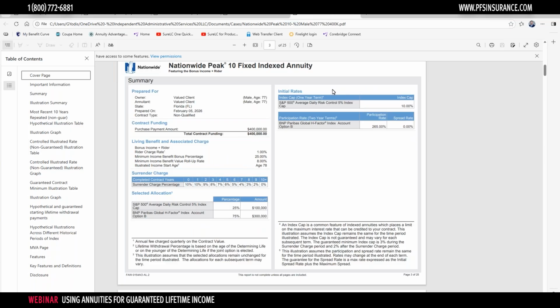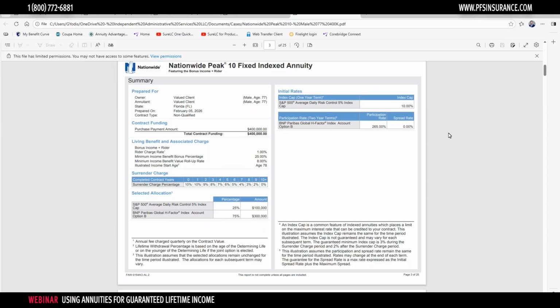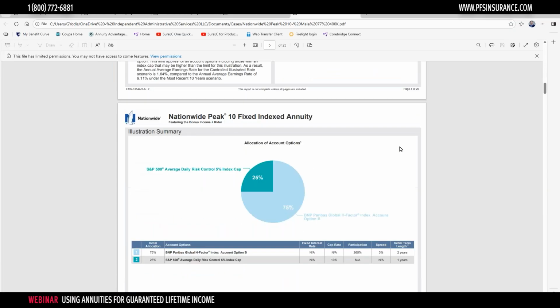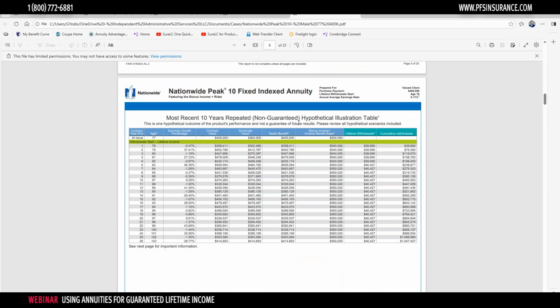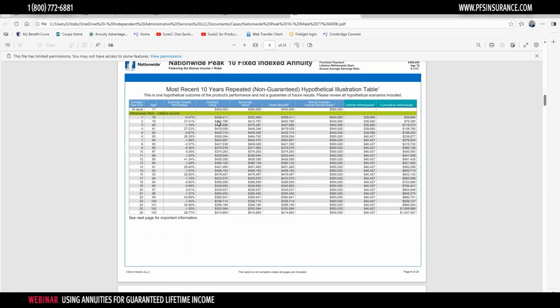The reason why the cap on the S&P 500 daily risk is 10%. This global factor is a 2-year term, so you have to wait 2 years to get your returns, but it has a 265% participation rate. So really high participation rate. And then, a lot of different ways to say the same stuff, but if we go here to the non-guaranteed illustration, we could do the most recent 10-year returns of those indexes repeating.